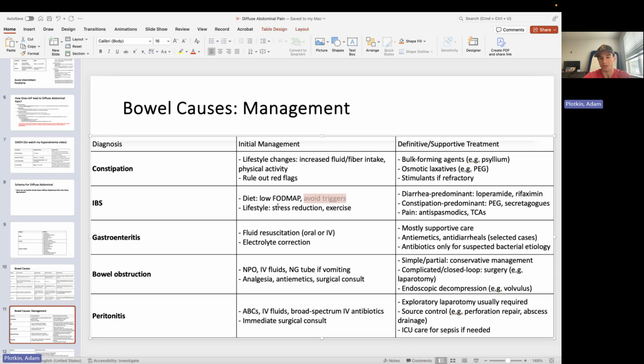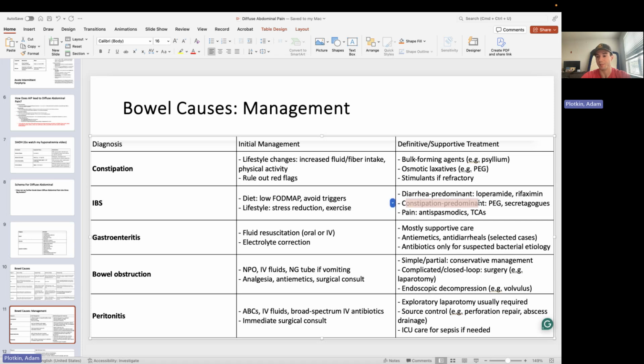We can avoid triggers, and lifestyle is always number one for IBS. If you ever get an IBS question and you're diagnosing it for the first time, it's always stress reduction, exercise, lifestyle management. If they have diarrhea predominant, we can give loperamide, which is an opioid that acts just in the gut. Remember, opioids can cause constipation in the gut. We can use rifaximin, which I talked about in my hepatic encephalopathy lecture, so I'm not going to go into it now. But basically, it destroys some of the gut bacteria, which can help out with IBS.